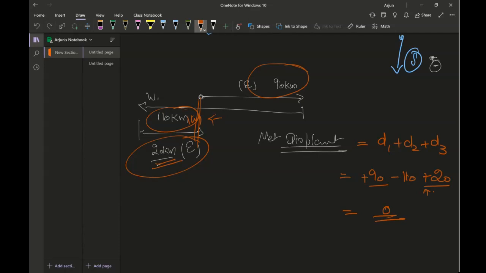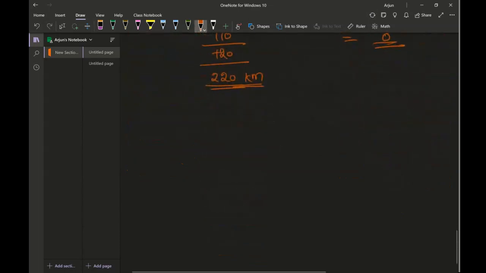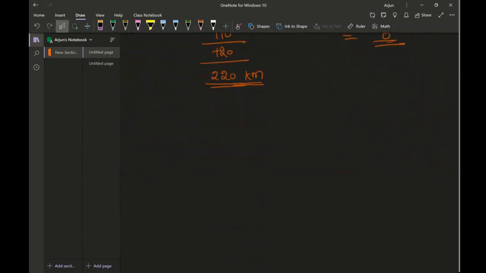But for the same question, if I ask you the distance, it is 90 plus 110 plus 20, that will be 220 kilometers as the distance covered. Okay, so hopefully you are clear about what distance is and what displacement is. Now, there is another formula for displacement.